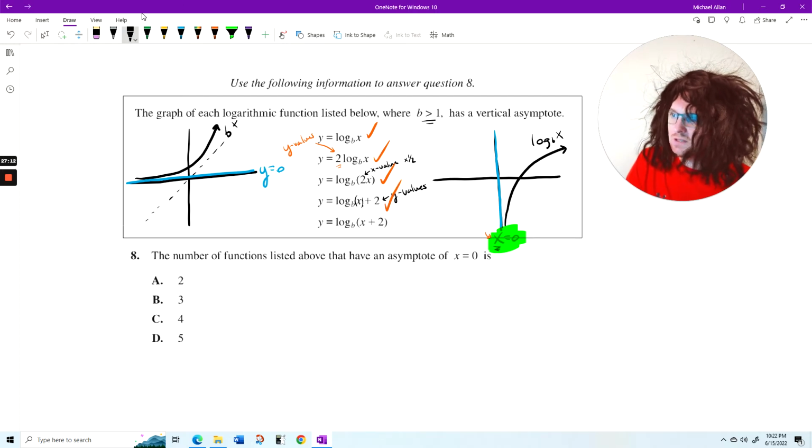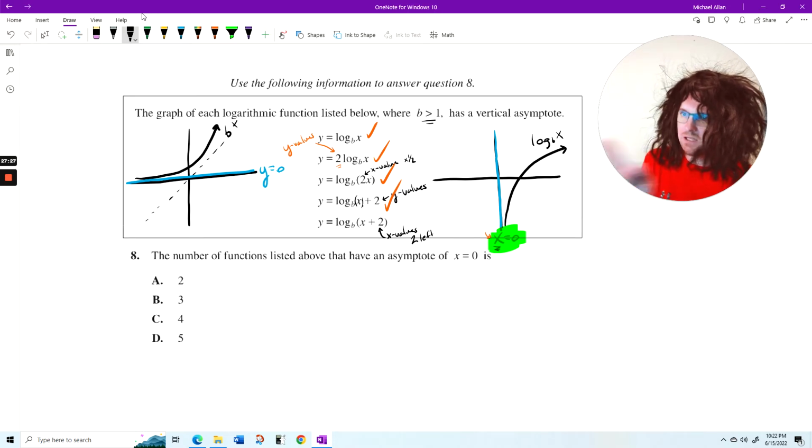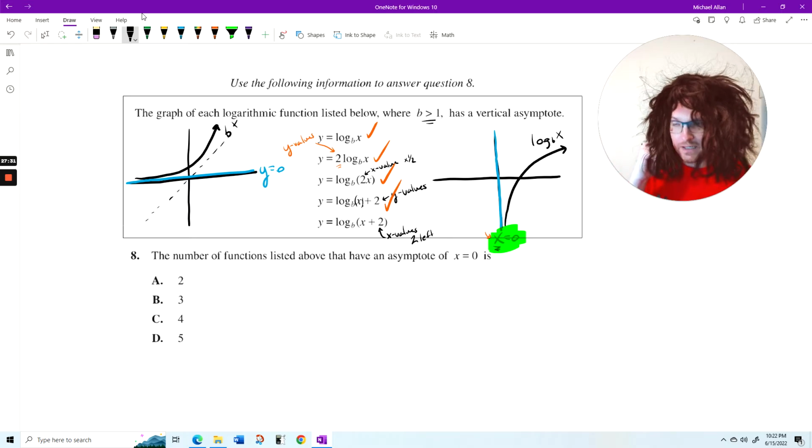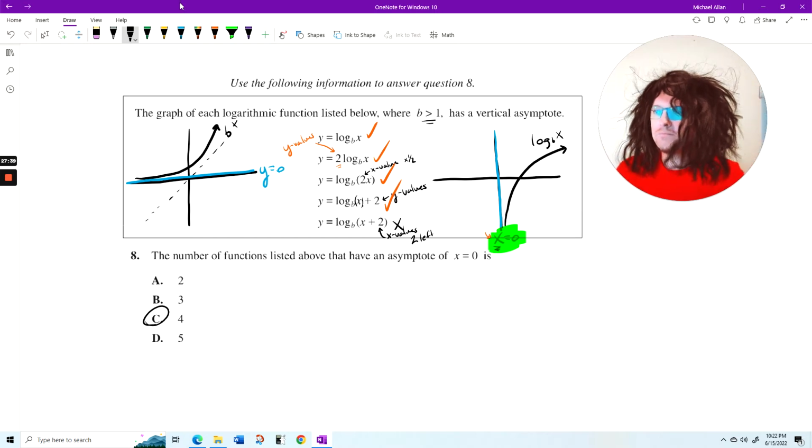The last one, this is an h value because it's inside. So this is going to affect my x values. And this one's actually going to do it because you're adding or subtracting. You're like minusing 2, right? So it's 2 left. Right? So technically, you're going to move minus 2 units. So the asymptote for this one's actually going to be at negative 2. So this one affects the x values. So there are 4 of them. I'll do this.